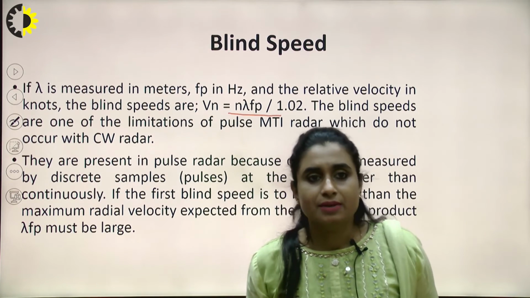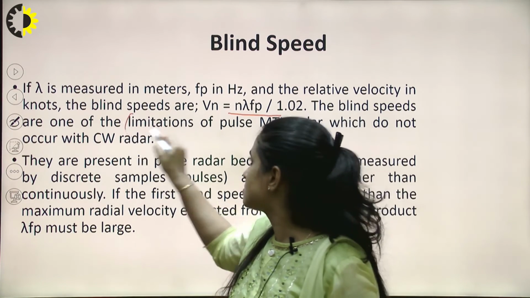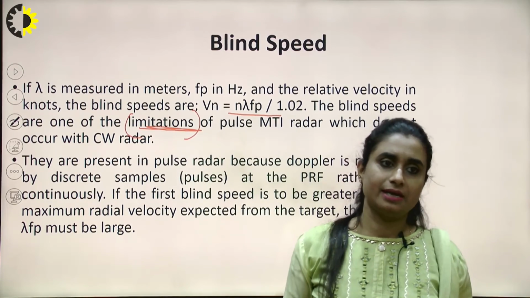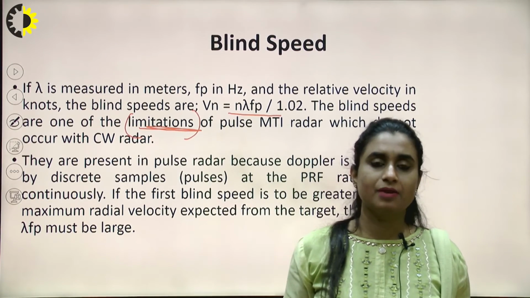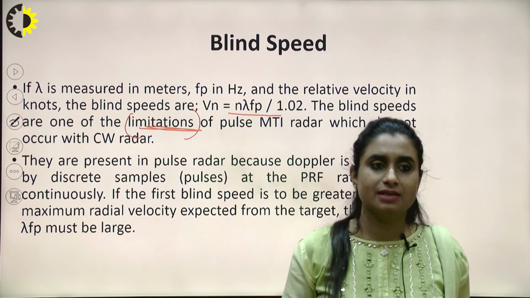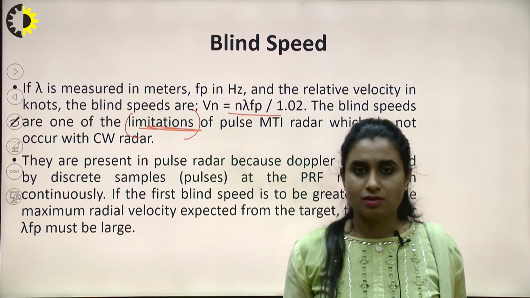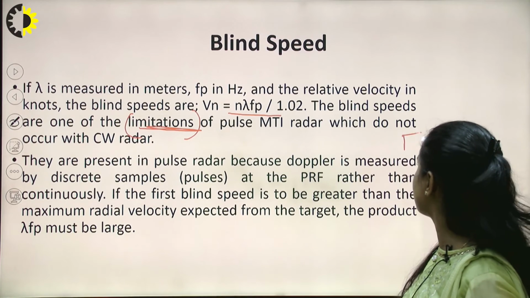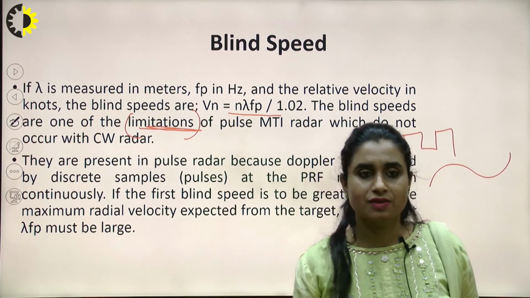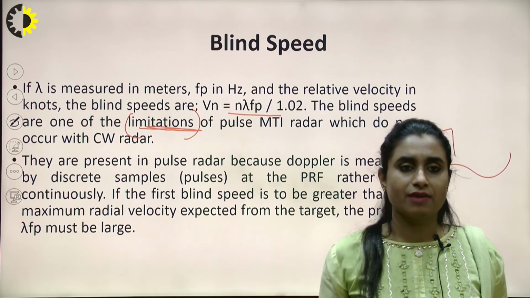This is one of the major limitations of my pulse MTI radar. These blind speeds are present in pulse radar because Doppler is measured by discrete samples, pulses at the PRF, rather than continuously. So the reason behind it is using pulses. If instead of pulses we had used continuous wave, then this problem could have been diminished.